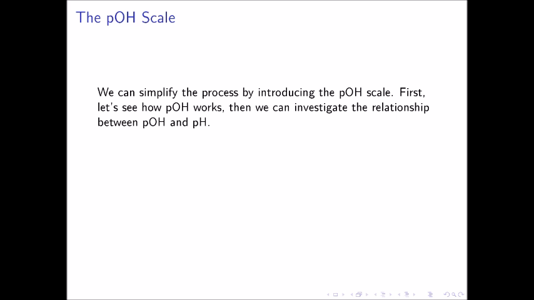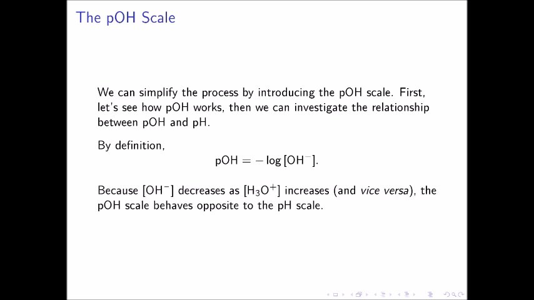We can simplify this process by introducing what's known as the pOH scale. First, we'll take a look at how pOH works, and then we can investigate the relationship between pOH and pH. By definition, pOH is equal to the negative base 10 logarithm of the hydroxide ion concentration. Recall that the hydroxide ion concentration decreases as the hydronium ion concentration increases, and vice versa. The pOH scale behaves the opposite to the pH scale because of this reason.